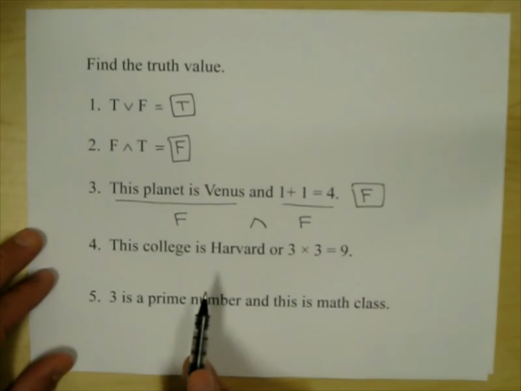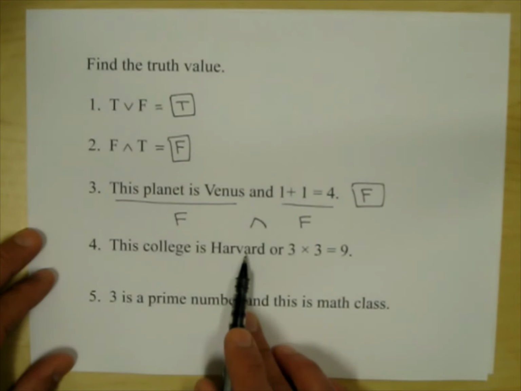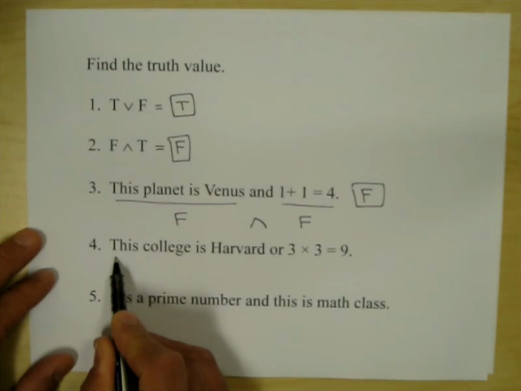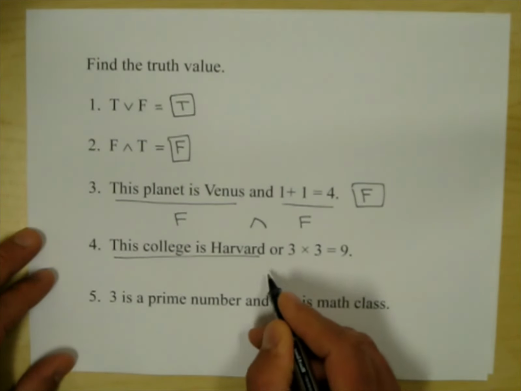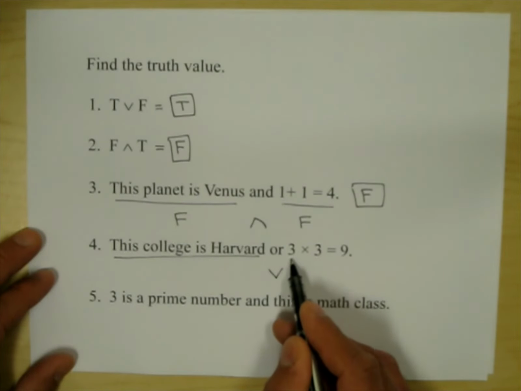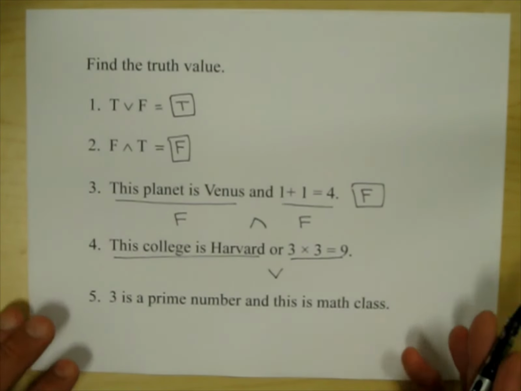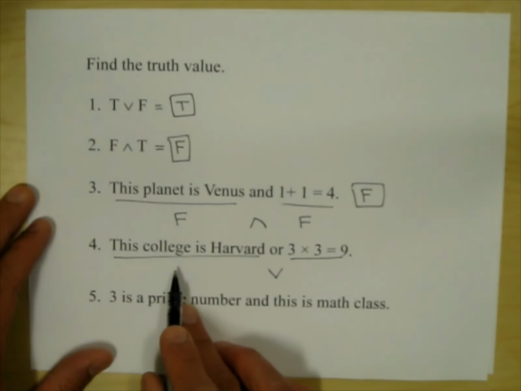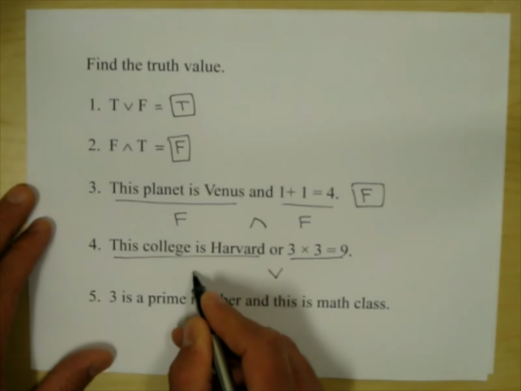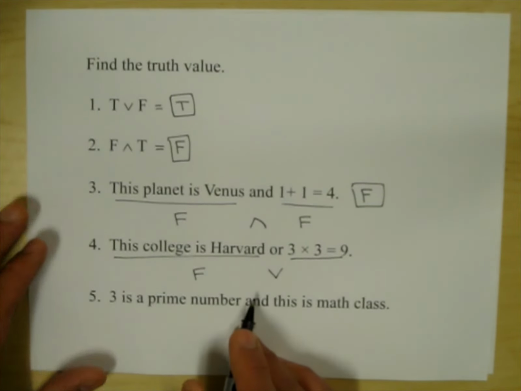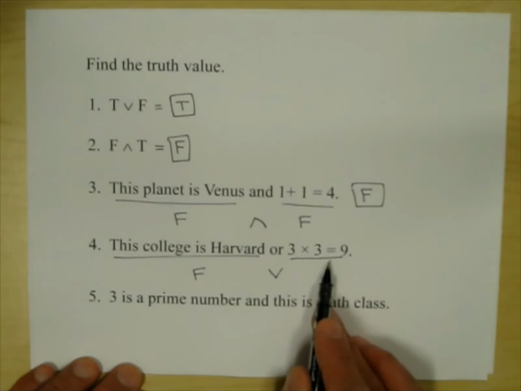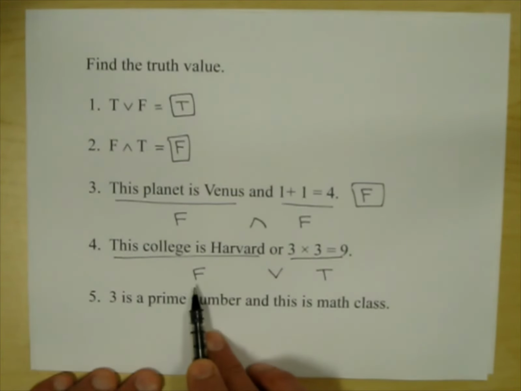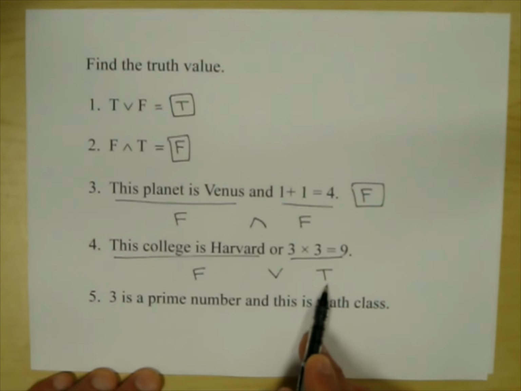So watch this, the next one. This college is Harvard, or 3 times 3 equals 9. Okay, this college is Harvard, or 3 times 3, did I say 3 plus 3? I hope I said 3 times 3 equals 9. This college is Harvard happens to be false. 3 times 3 equals 9 happens to be true. And so look what we have. We have false or true.